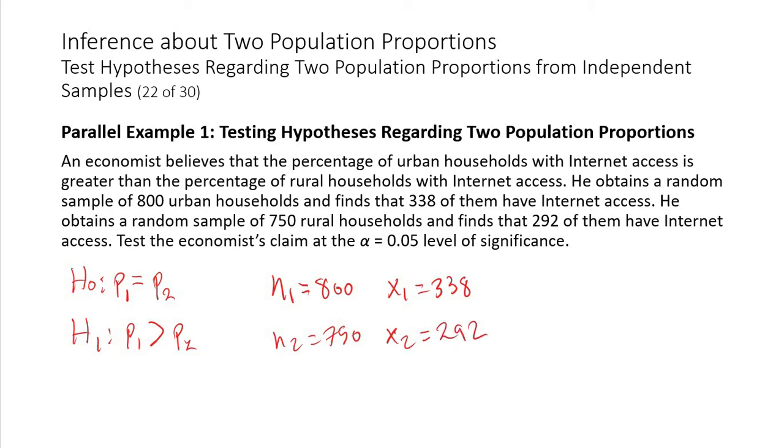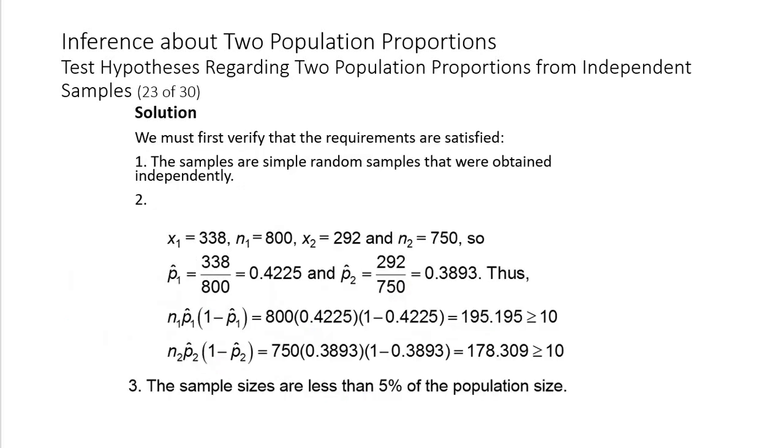Test the economist's claim at alpha equal to 5% level of significance. So alpha is equal to 0.05. We have our hypotheses written and we have everything we need. Let's go to the computation part.